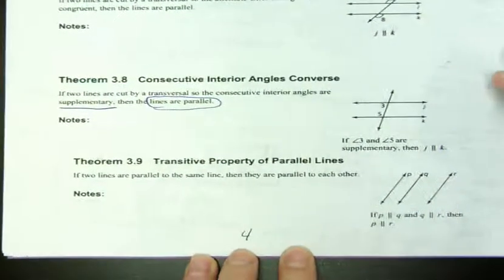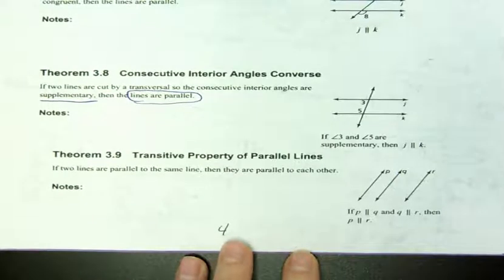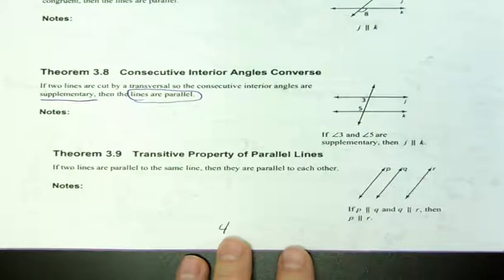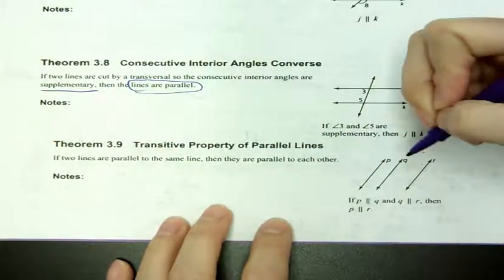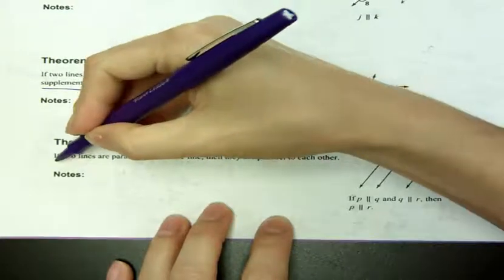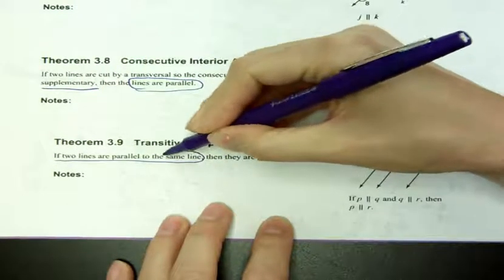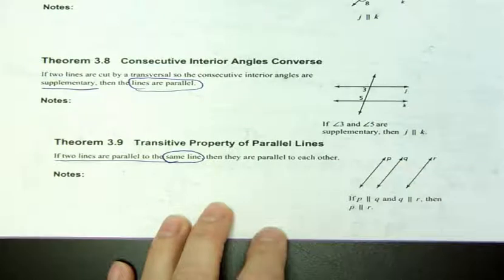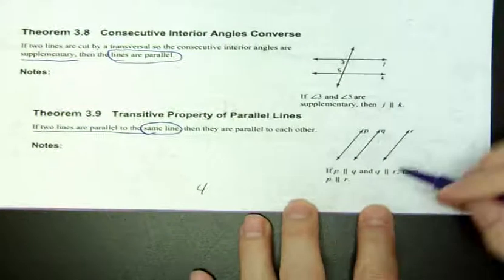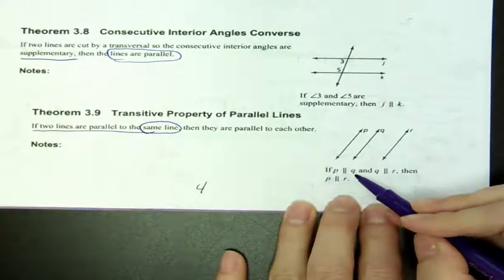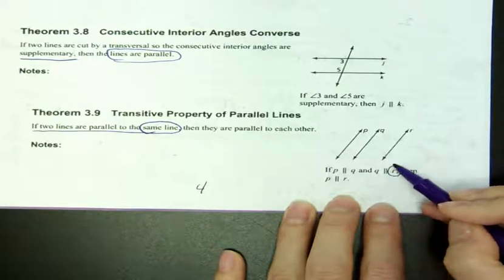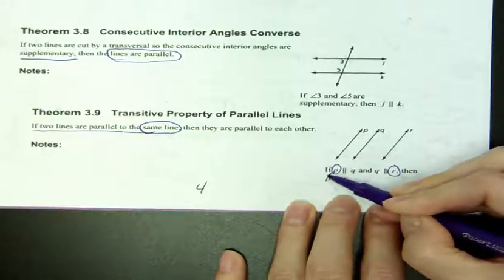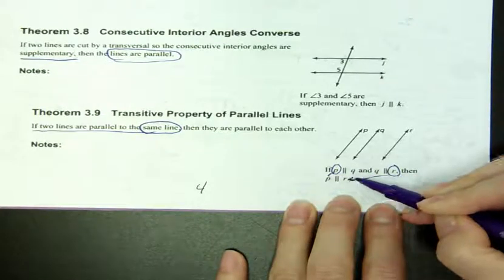And then our favorite, the transitive one. What does transitive mean? It means we can move it, transfer from one to another. And so this is just saying if two lines are parallel to the same line, then they are parallel to each other. And this is a statement you guys saw a lot of last quiz. So if P is parallel to Q and Q is parallel to R, then we can transfer this whole side and this whole side to make P parallel to R.